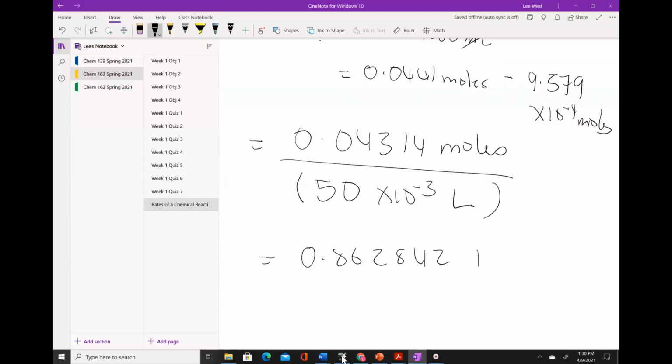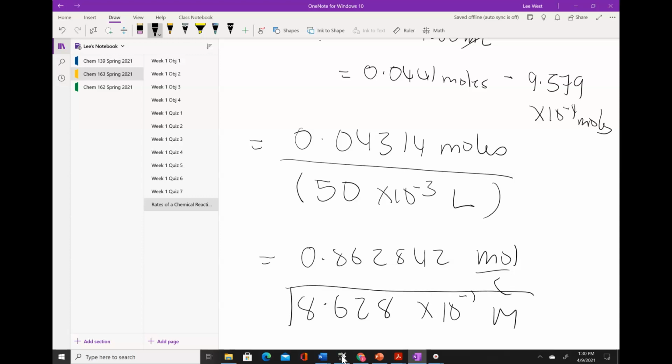Let's make sure we got it right. Moles per liter. And we have to give that to 4 significant figures in scientific notation. So it's going to be 8628 times 10 to the minus 1 molarity, right? So that's going to be my new molarity.